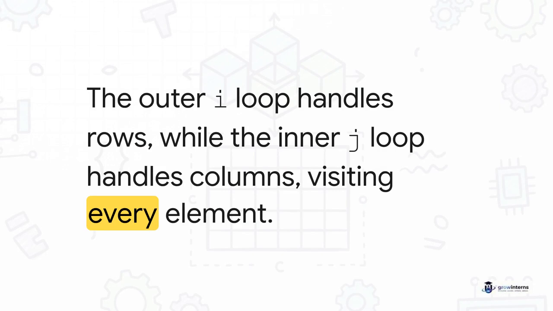See the for loop with the variable i? That's our outer loop, our row hopper. It goes from 0 to 1 to 2. The for loop with j is our inner loop, the column crosser. It goes from 0 to 1. And inside, we use i and j to access every single spot. 0, 0, then 0, 1, then the next row, 1, 0, 1, 1, all the way through.